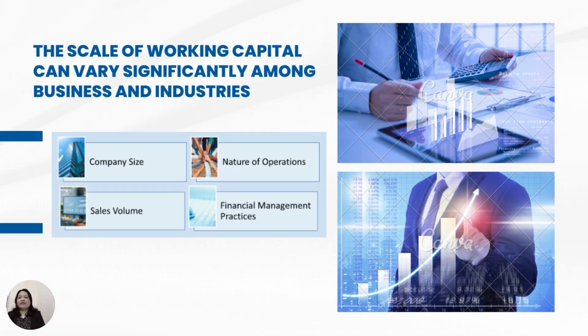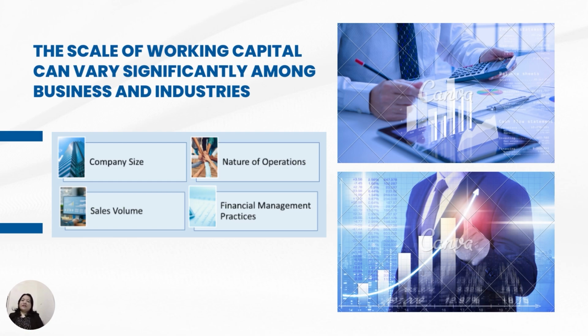The scale of working capital requirements can indeed vary greatly among businesses and industries. Several factors contribute to this variation, including company size, the nature of operations, sales volume, and financial management practices. Let's explore each of these factors in more detail. First, the company size. Larger companies often have more extensive operations, including larger inventories, higher sales volumes, and a larger customer base. Consequently, they tend to have higher working capital requirements compared to smaller companies.